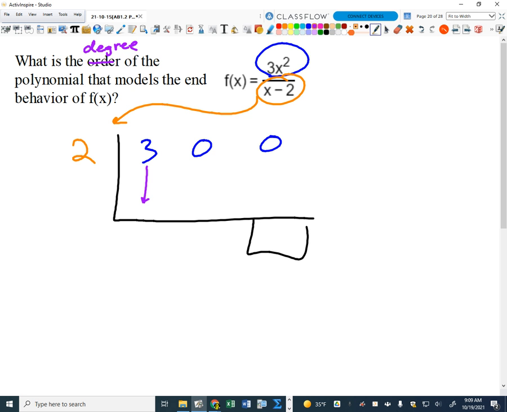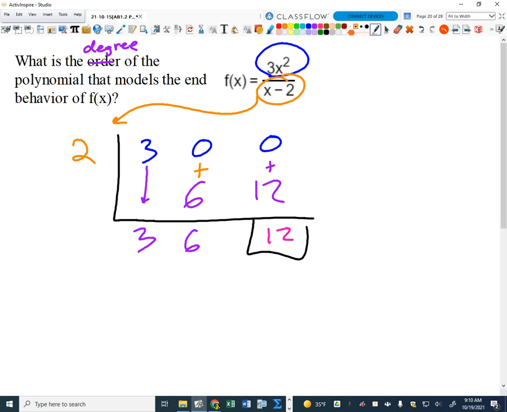Okay, good. We seed the process by dropping the 3 down, and then we just start the synthetic process. So we get a 3 there. Anytime a number appears below the bracket, we always multiply by what's out front, right? So 2 times 3 is 6. And it's the opposite of long division. Instead of subtracting vertically, you always add vertically with synthetic. Okay? So 0 plus 6 is 6. 6 times 2 is 12. 0 plus 12 is 12.